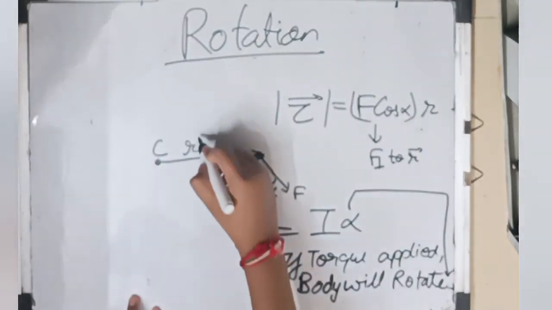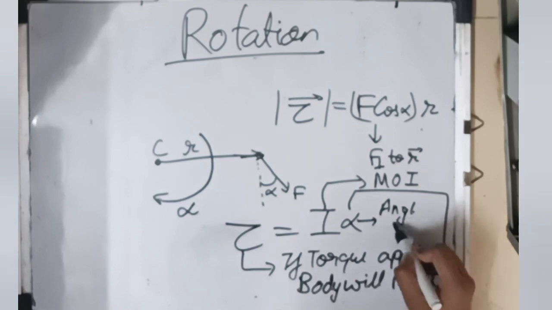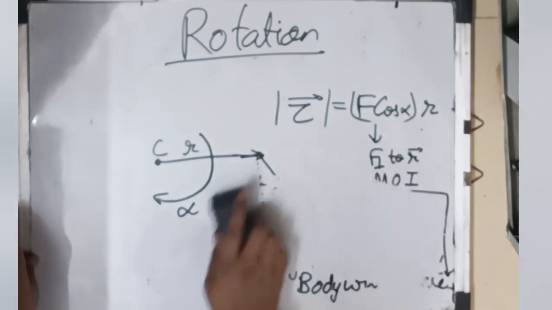Here the body will rotate with an angular acceleration alpha, and I is the moment of inertia, which depends on the distribution of mass.